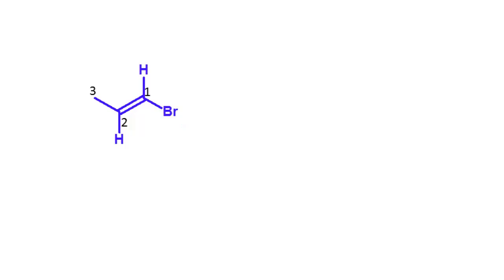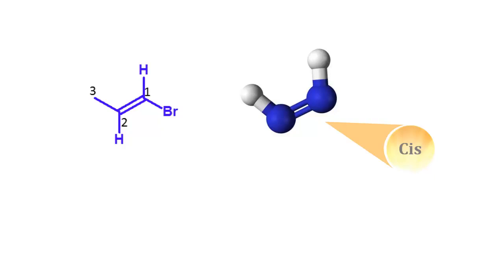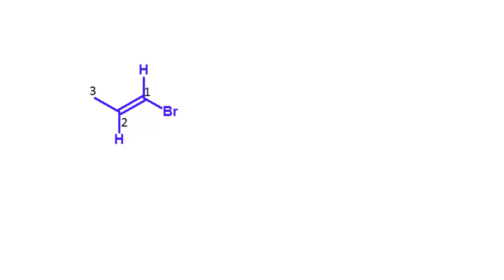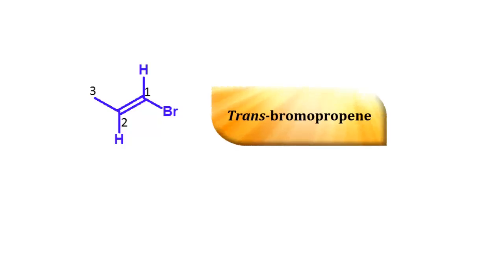When a molecule has a cis configuration, the 2 higher priority groups reside on the same side of the alkene double bond, while in a trans configuration, the 2 higher priority groups are on opposite sides of the alkene double bond. Since this molecule has the higher priority methyl and bromine groups on opposite sides of the alkene double bond, the name of this compound would be trans-bromopropene. Let's try looking at another molecule.